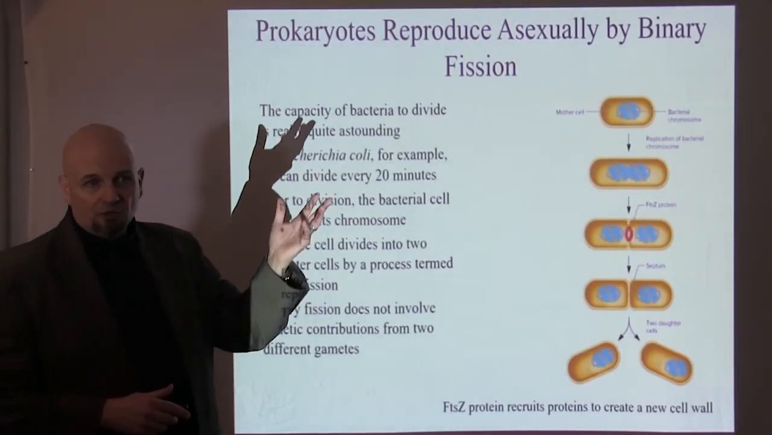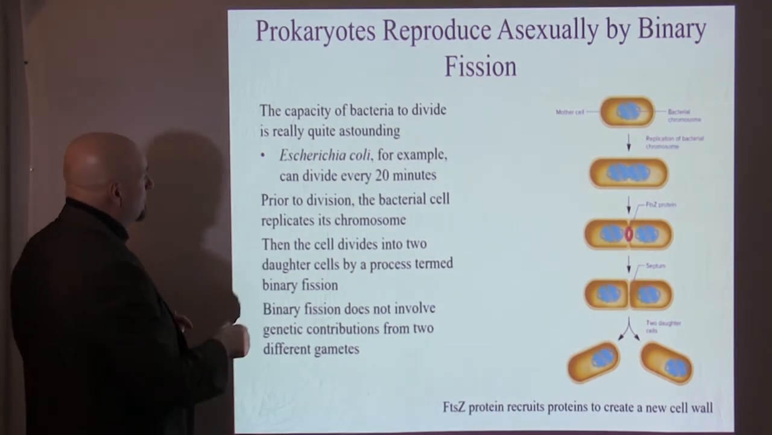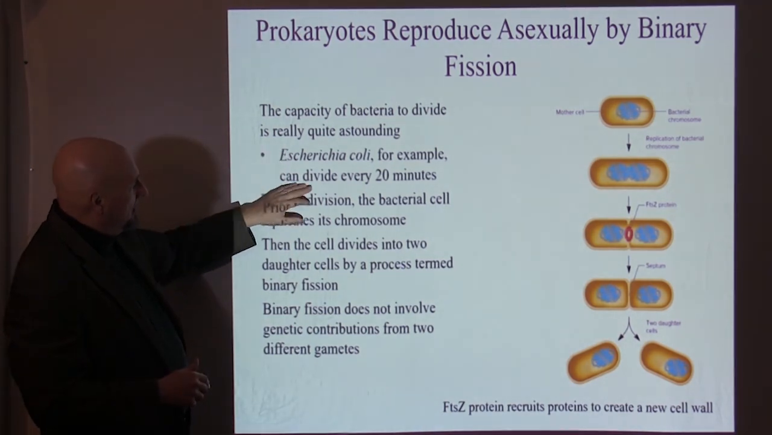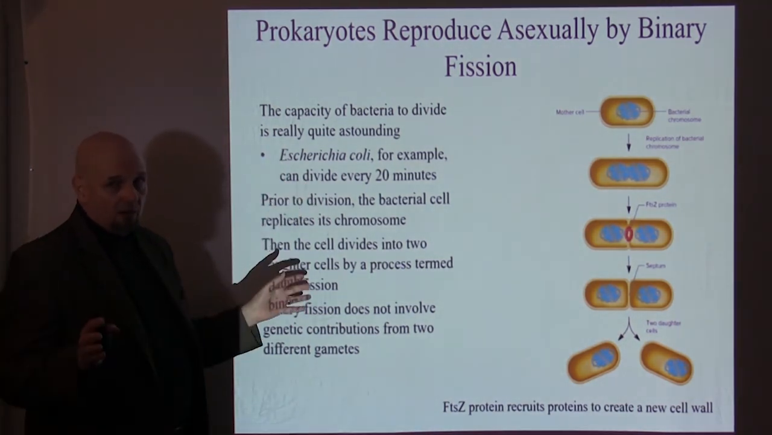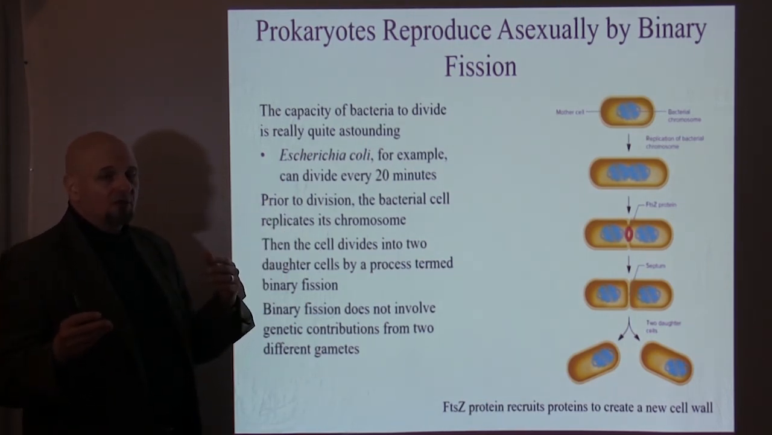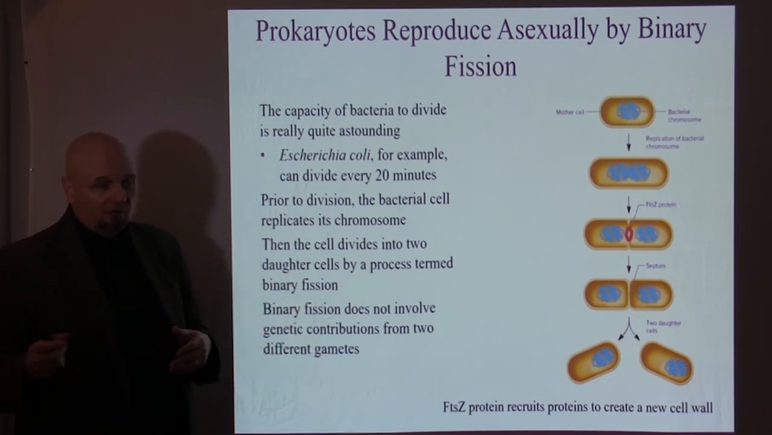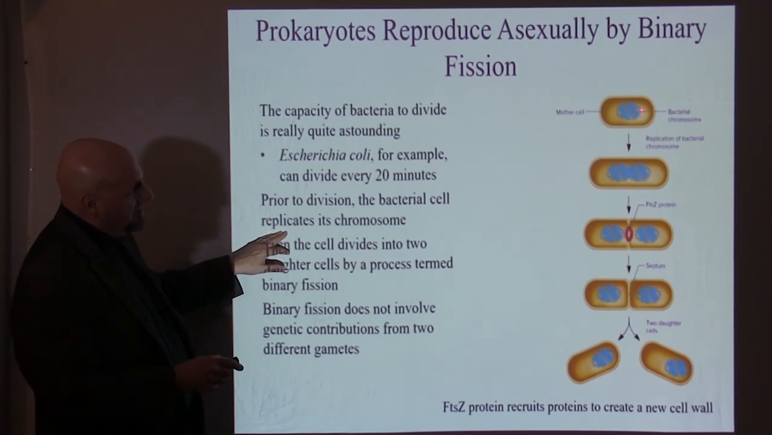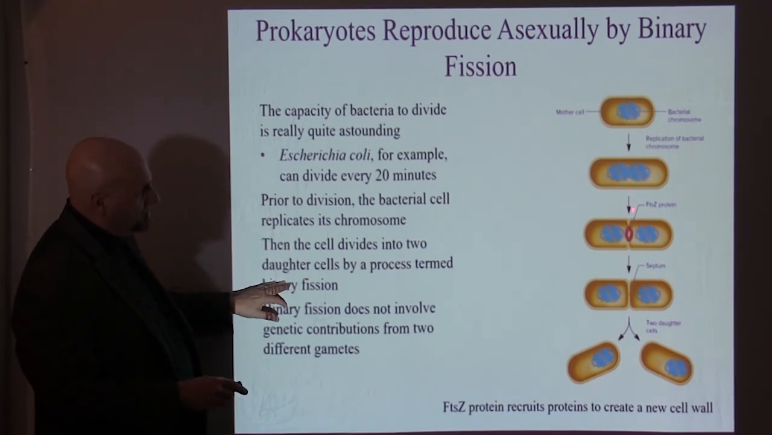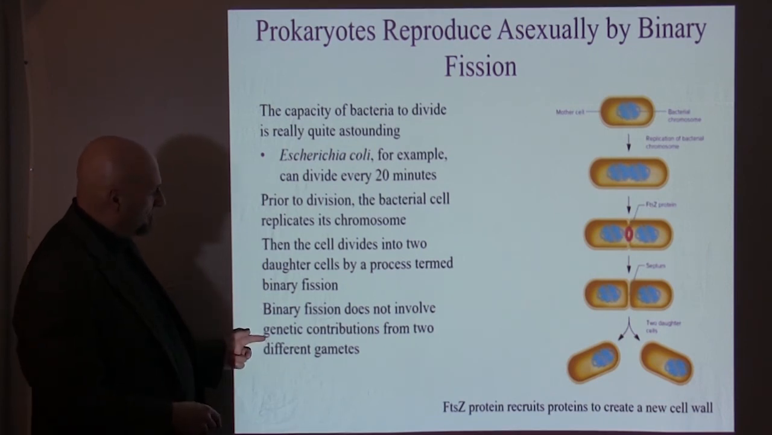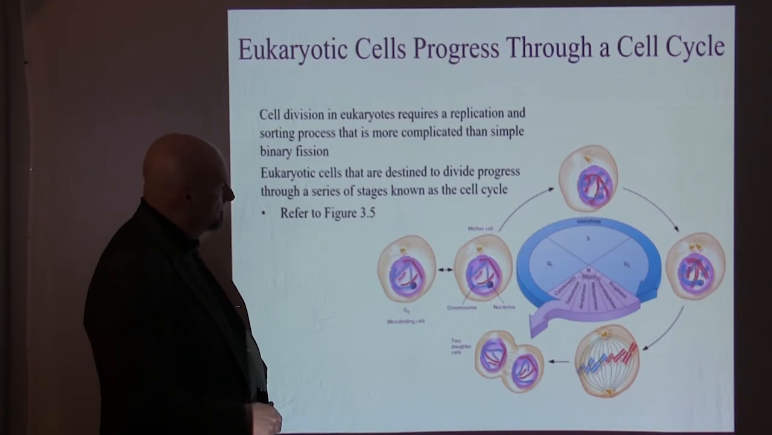Prokaryotes reproduce in an asexual manner, and we refer to it as binary fission. The capacity of bacteria to divide is really quite astounding. They can divide in like 20 minutes, very rapidly. Eukaryotic cells usually take around 18 hours or longer for their division. Prior to division, they replicate their DNA, and then they divide into two daughter cells, evenly separating the DNA and the cytoplasm. It does not involve a genetic contribution from two different gametes in this situation.